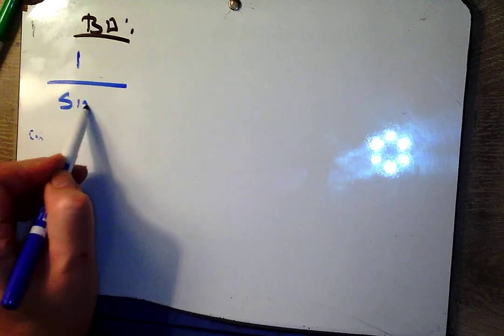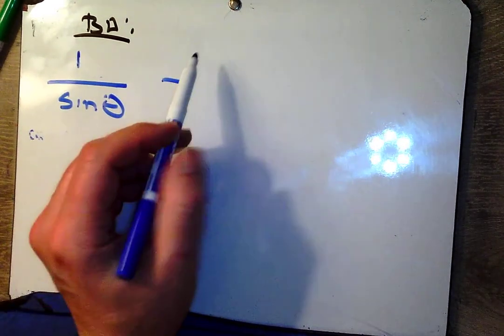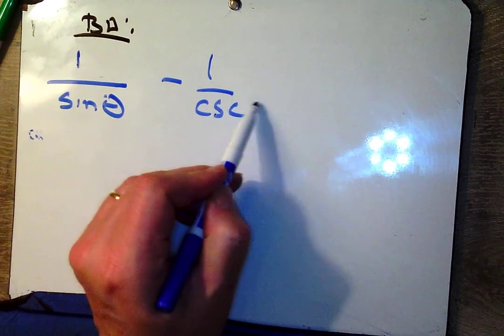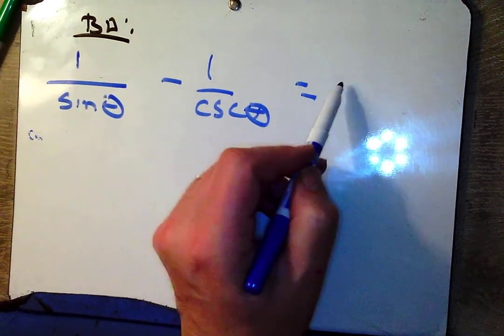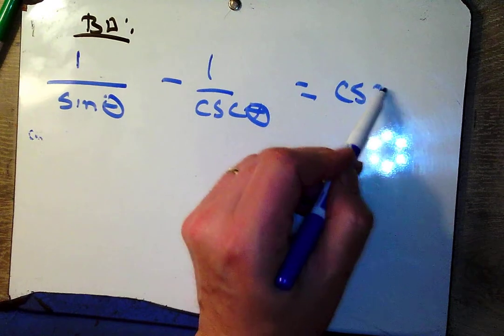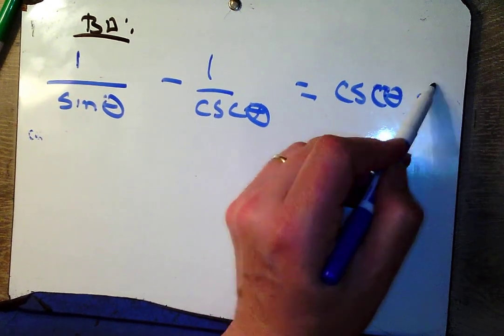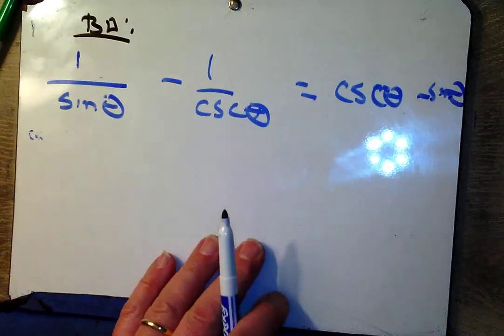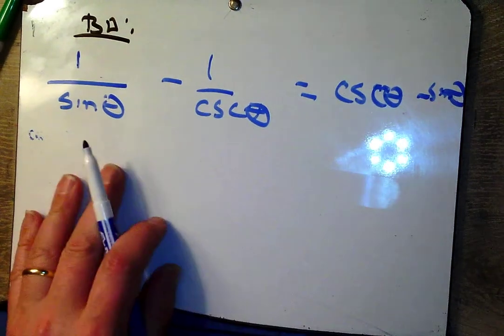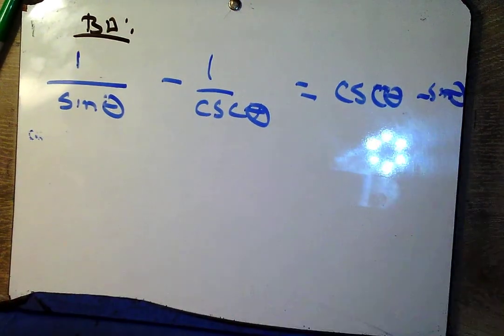How about this one? 1 over sine theta minus 1 over cosecant theta equals cosecant theta minus sine theta. Okay, give that one a try. It says sine theta, by the way.